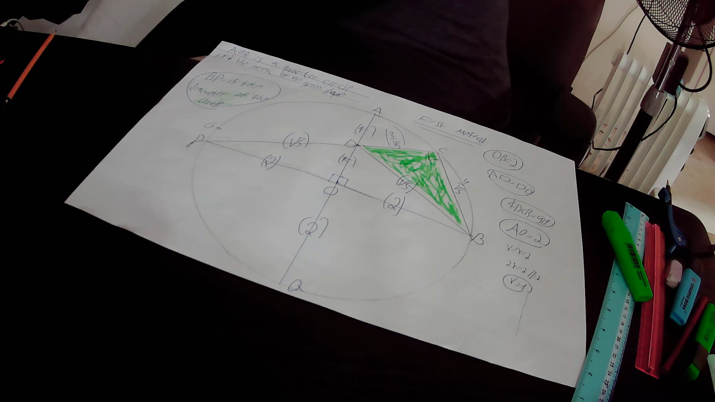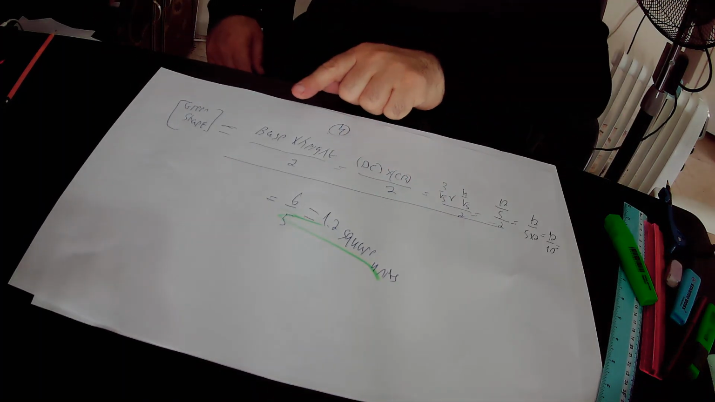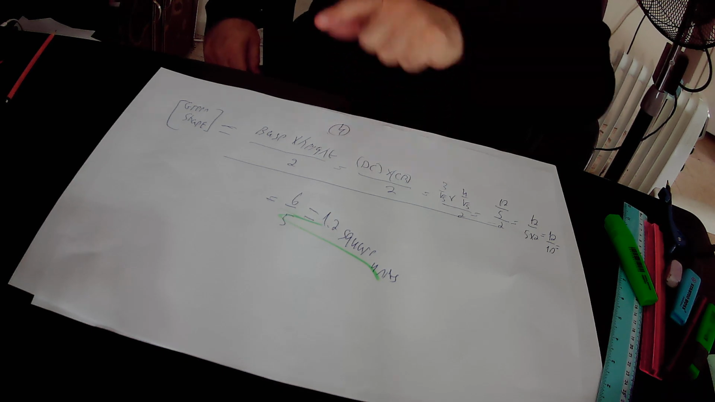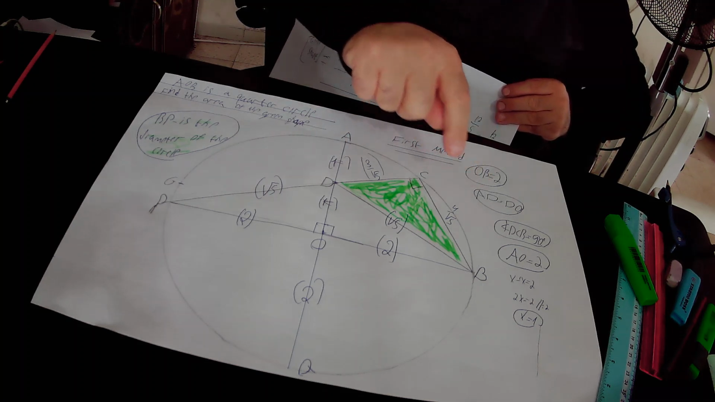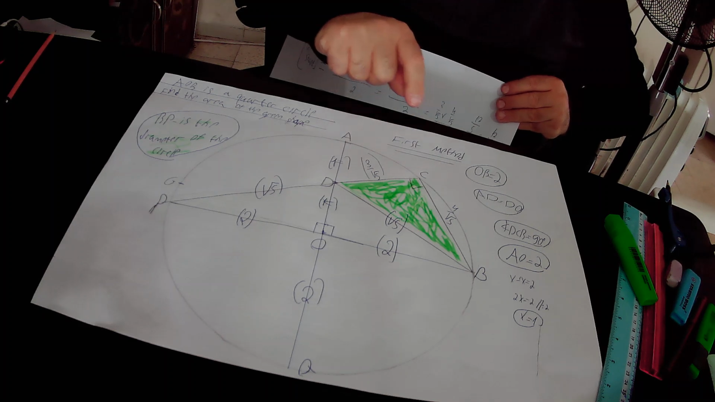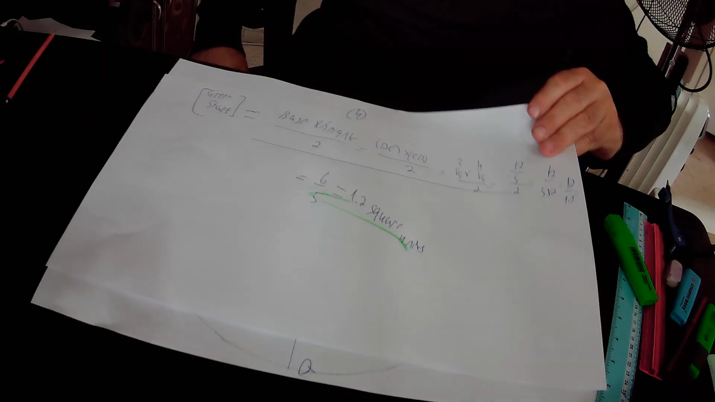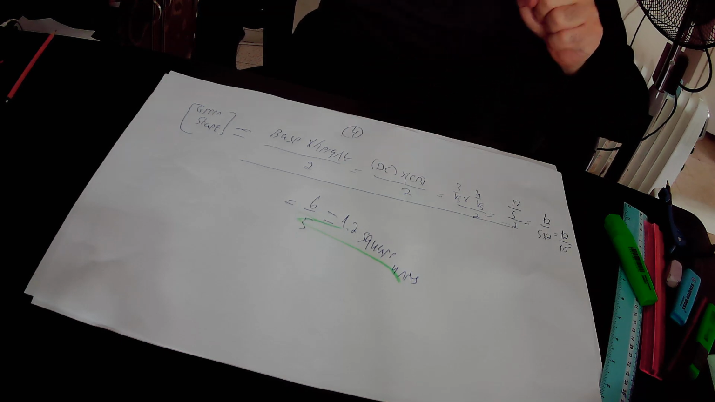We know that the area of any triangle equals the base of the triangle times the height of the base over 2. We choose the base as DC, and the height must be equal to CB. The height must be CB because it's 90 degrees with the base DC. Repeat again: the base is DC, the height is CB divided by 2.